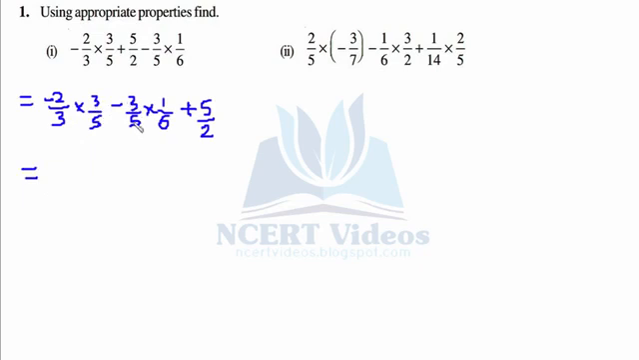Now we can take 3 over 5 common from both these, that is from here and from here. 3 over 5 is common, so we are taking it, and this is called as associativity. When we take 3 over 5 from here, so what we are left with is minus 2 over 3. So we write minus 2 over 3, and here 3 over 5 has been written. What is left is negative of 1 over 6. So we can write minus 1 over 6.